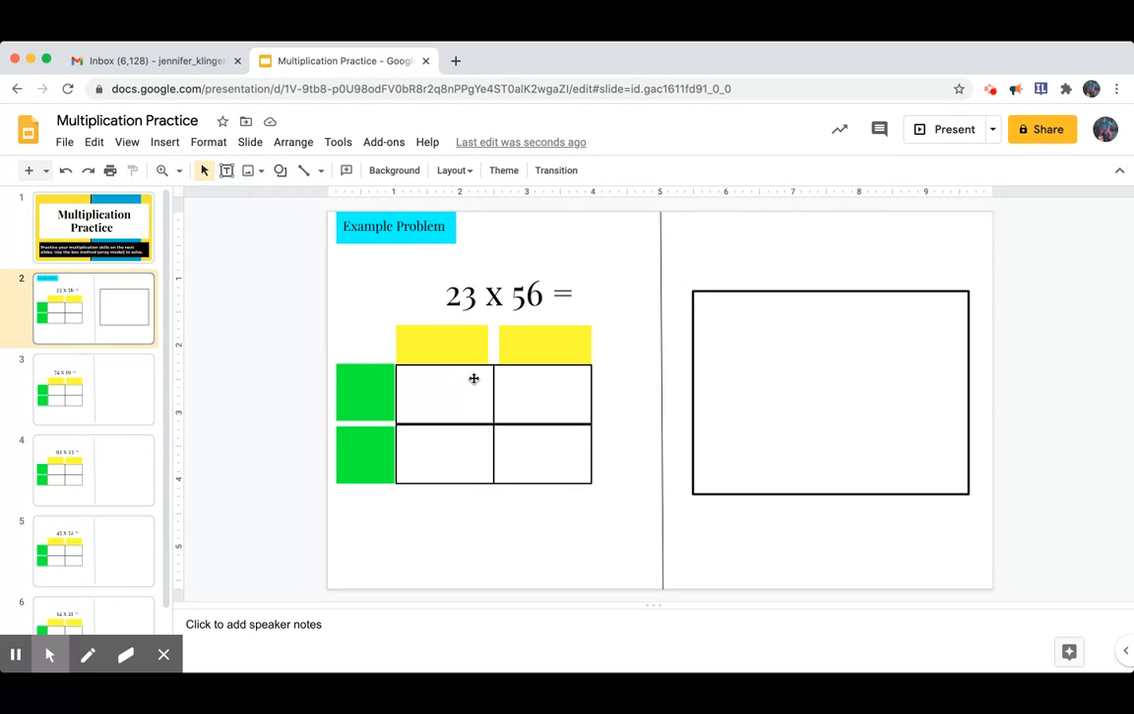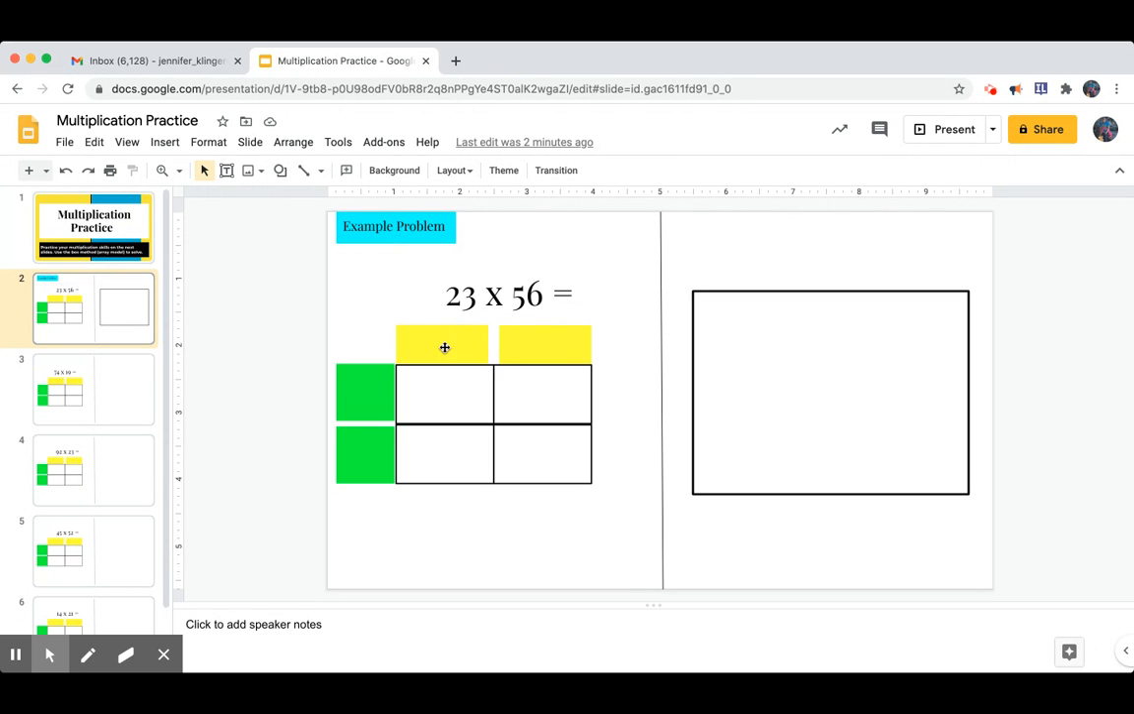So first things first, I want to take 23 and 56, and I want to expand these two numbers out. So I want to get the value of the 2 and the value of the 3, and I'm going to put those in the yellow boxes at the top. Then I'm going to get the value of the 5 and the value of the 6, and I'm going to place those in the green boxes to the side. You will do the same thing with each of your practice problems, and you will have 4 practice problems after this. So, first things first, I'm going to take 23 and expand it out.